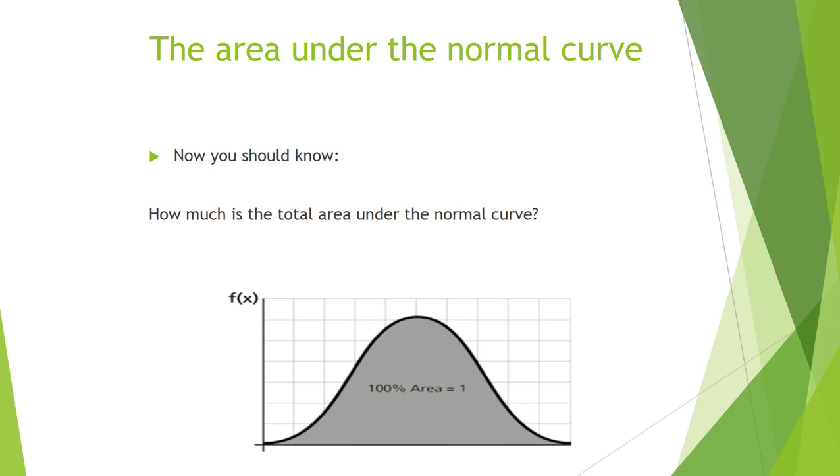Now, also as a summary, you understand the total area underneath the curve, like the total area of the bars in your histogram, represents all the total data points you have. That means that is 100%. So you understand the total area underneath the curve will be 100%, which equals 1.